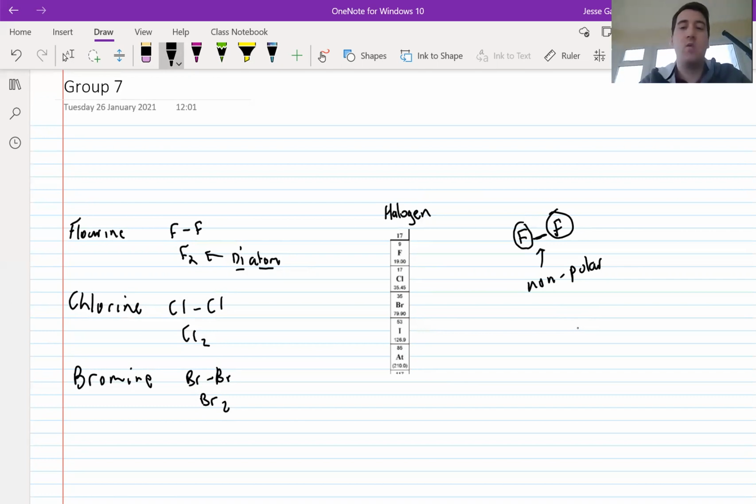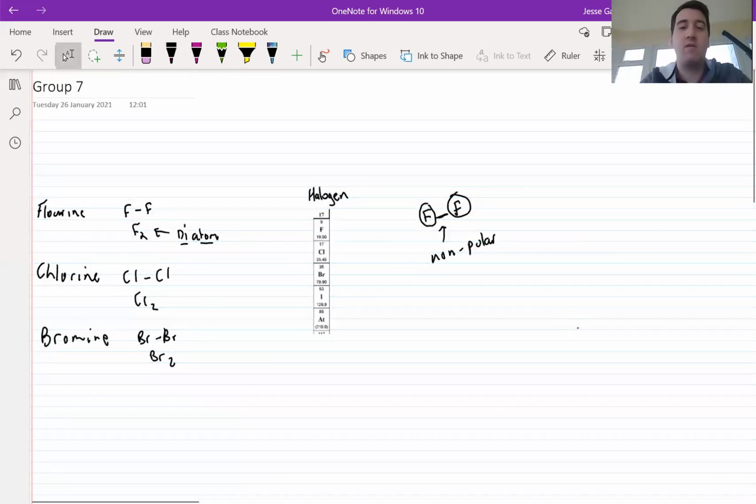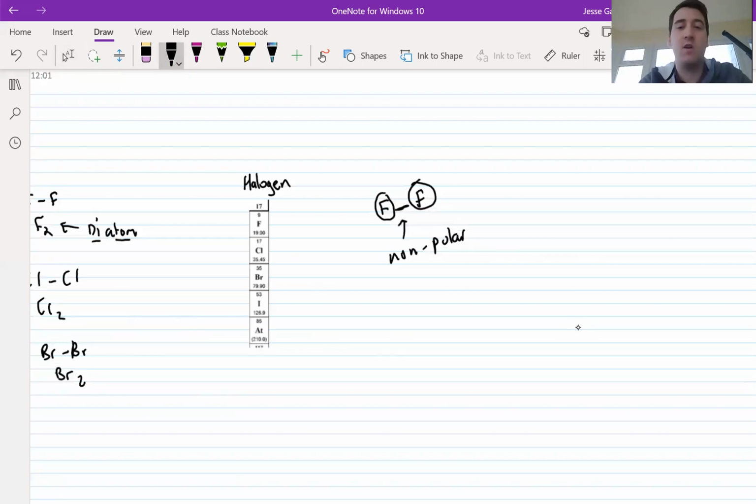And with that, what type of intermolecular forces are going to hold it together? In other words, how is this molecule going to be attracted to or interact with molecules around it? What kind of interactions will this molecule have with other fluorine molecules? And remember, these are called intermolecular forces.